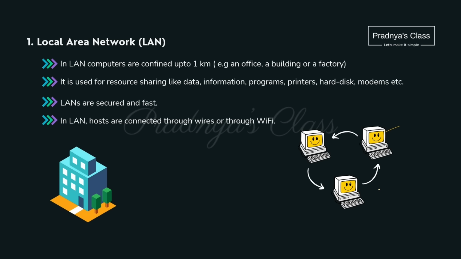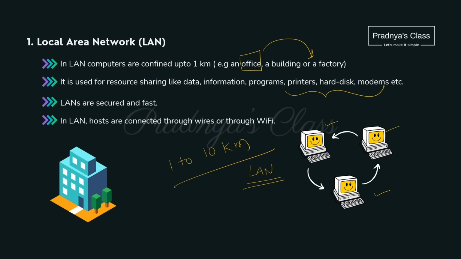When we connect the computers to each other, generally in an office or in a building, then it will be called as a local area network. So the area can be 1 kilometer to 10 kilometer. Obviously, the purpose is to share hardware as well as some data and information. It is within the small area, that's why it is secure and fast.